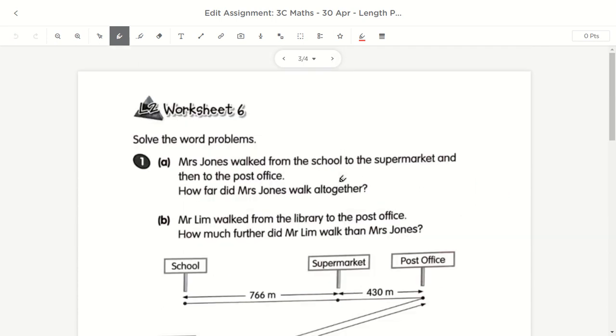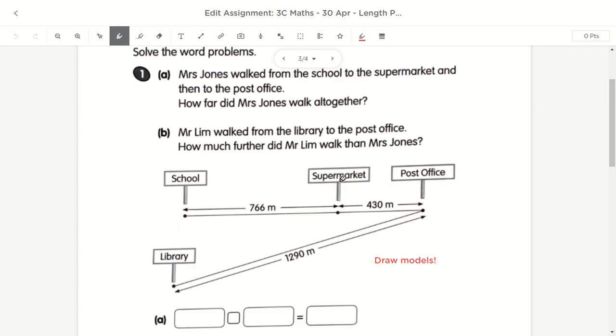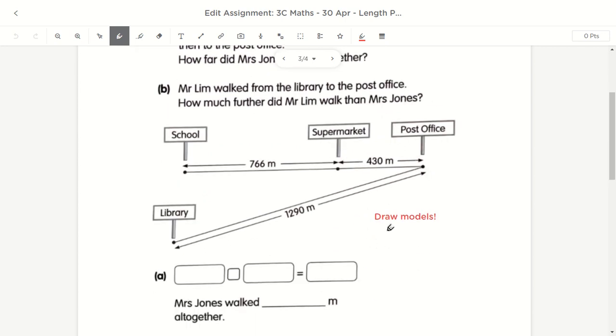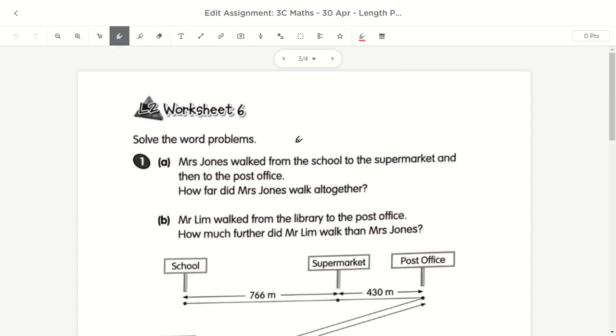This one is quite straightforward. I don't think I want to go through it, but I give you an option. You can draw models for part A and part B to help you see better, but the line diagram actually is quite clear cut except for part B, where they're asking you how much further. So maybe we just look at the question first.